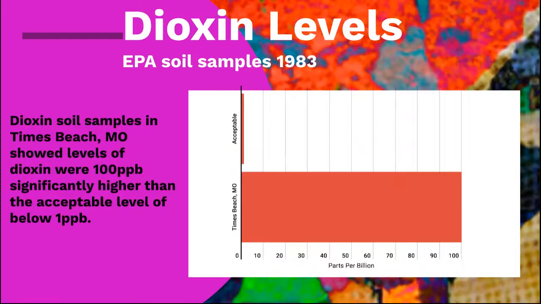The dioxin levels in 1983 were exponentially higher than what is considered to be safe. In 1983, the EPA went and got soil samples and found that the soil samples were 100 parts per billion, which is significantly higher than the considered safe level of 1 part per billion.